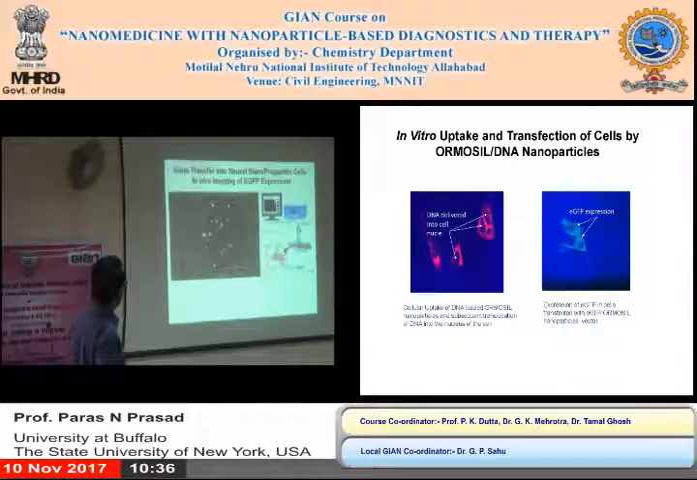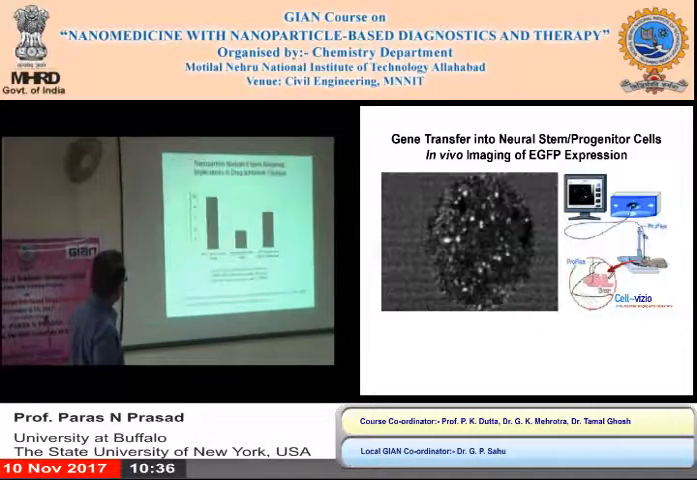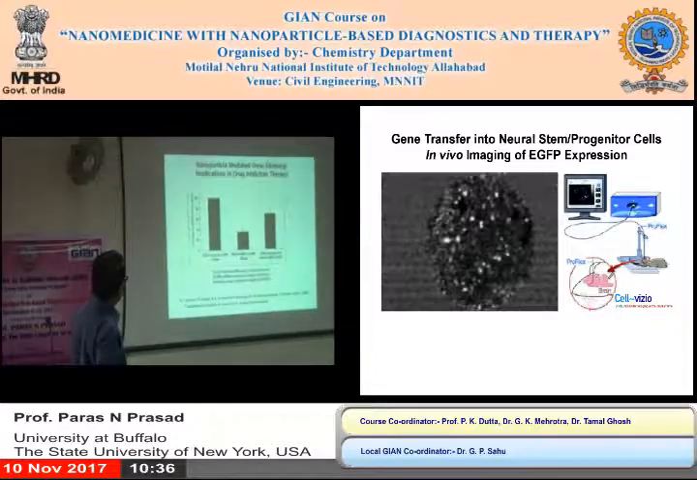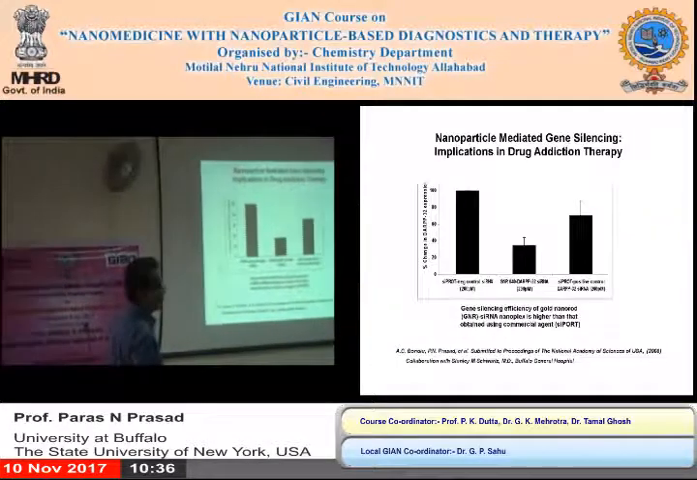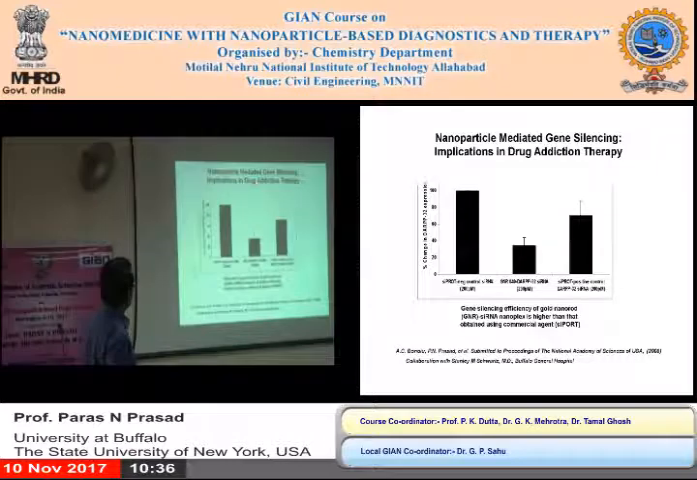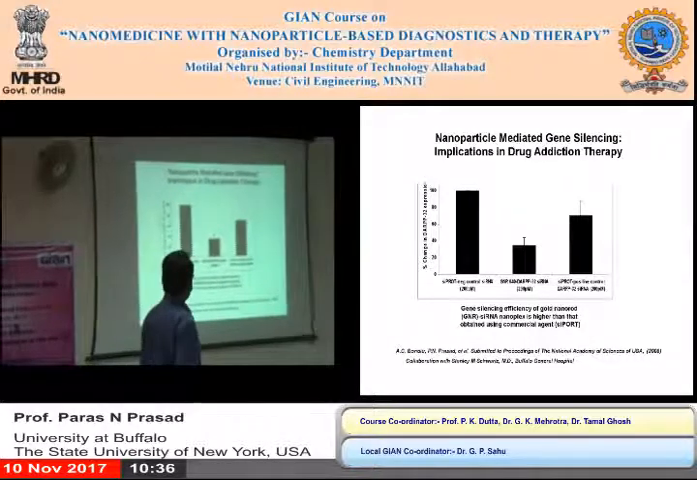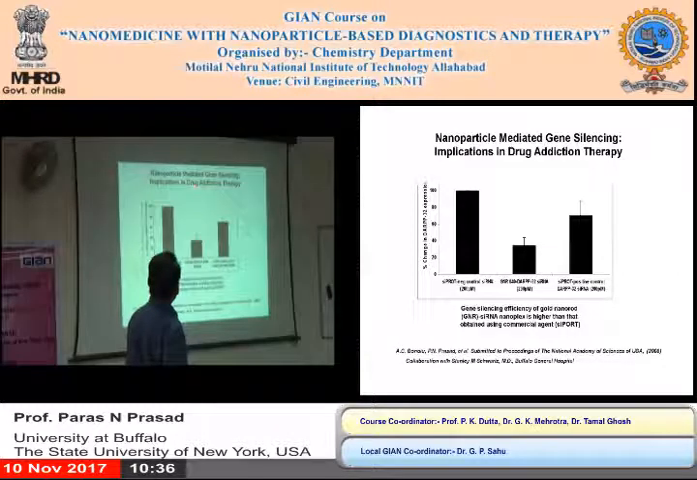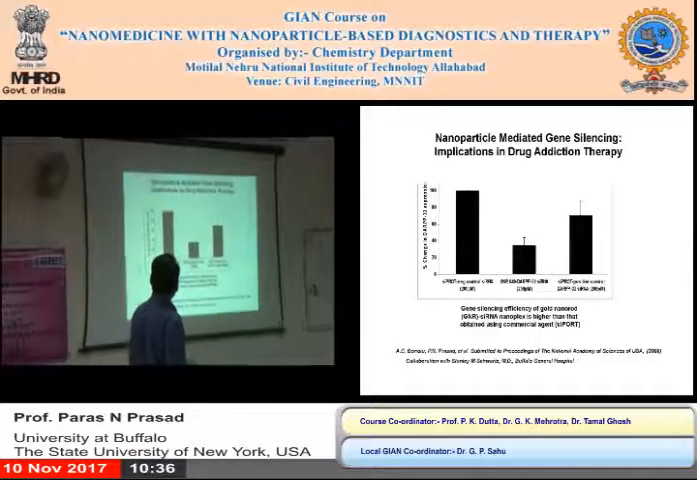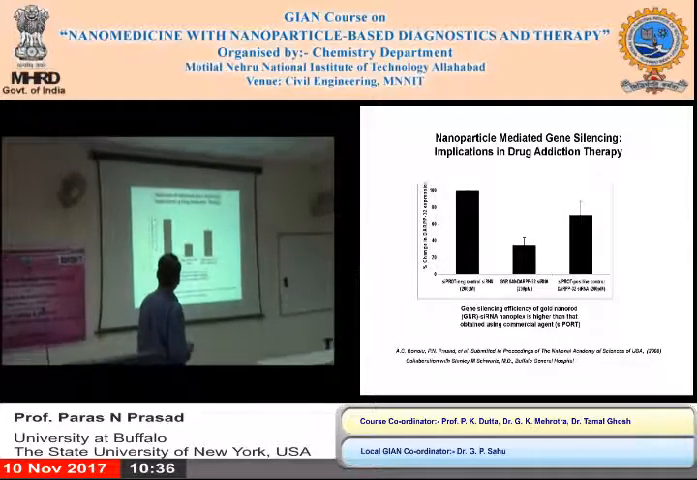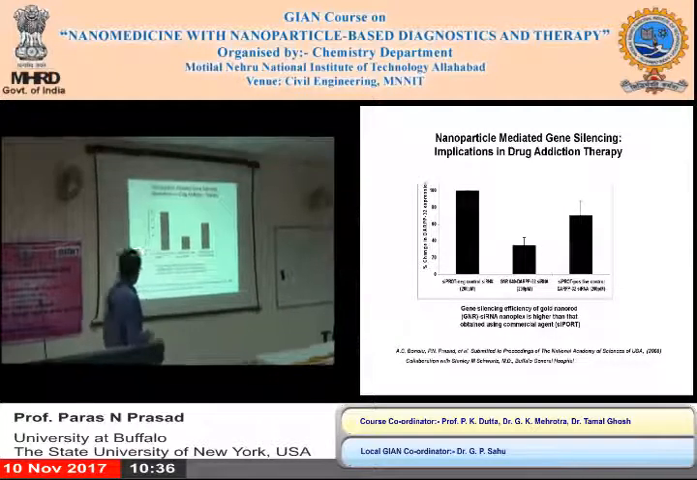Here we again did imaging, and this is a case of drug addiction, which we worked on using gene silencing. So we showed that this dark 22, which is a biomarker for addiction, we can silence by adding this siRNA in nanoformulation. So this silencing worked very well. This paper is also published.